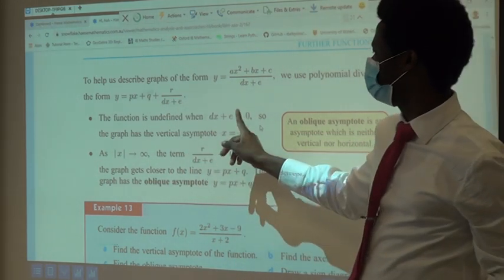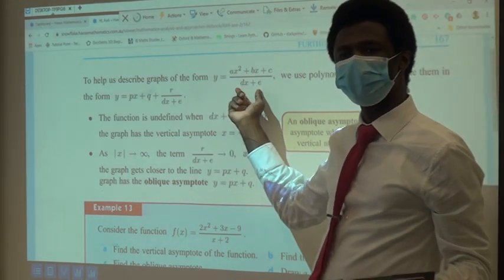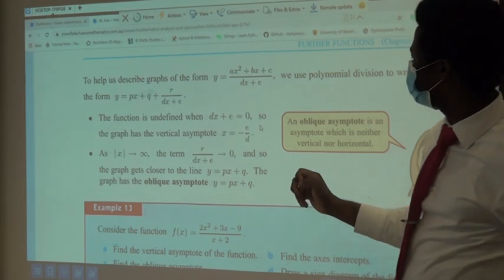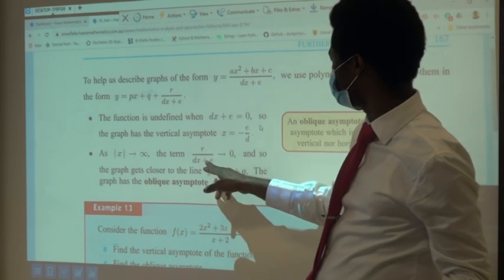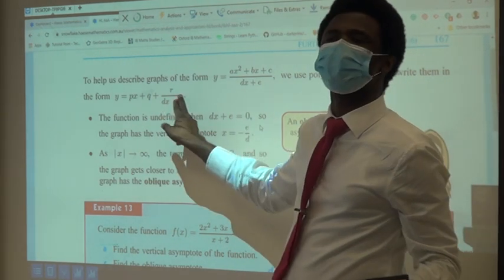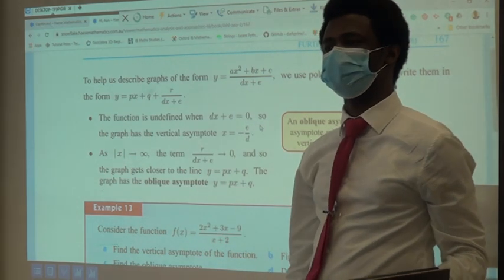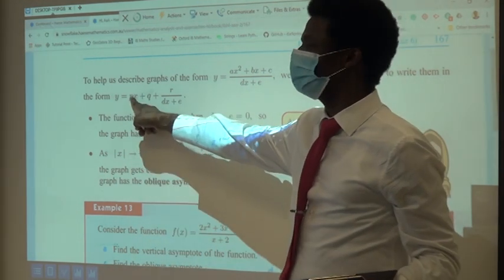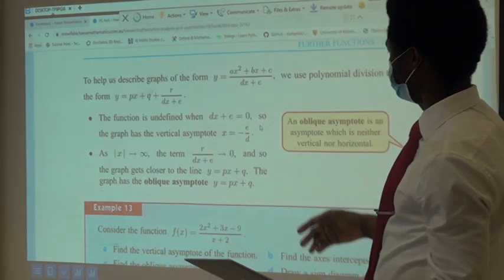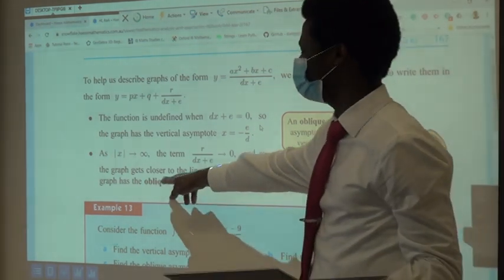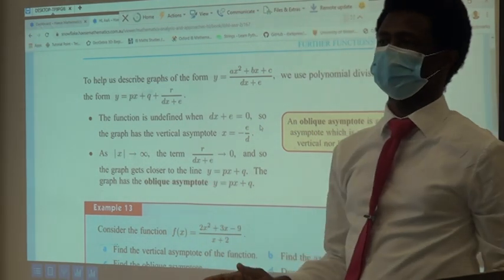You have your vertical asymptote when this is equal to 0, which is the denominator. And rather than having the horizontal asymptote, as x becomes large, be it positive x or negative x, this denominator becomes 0. So this fraction vanishes, and you're left with this. Then this is the equation of the slant asymptote. It could be positive p, it could be negative p, depending on the nature of it. That's called slant or oblique. It's not vertical, it's not horizontal.